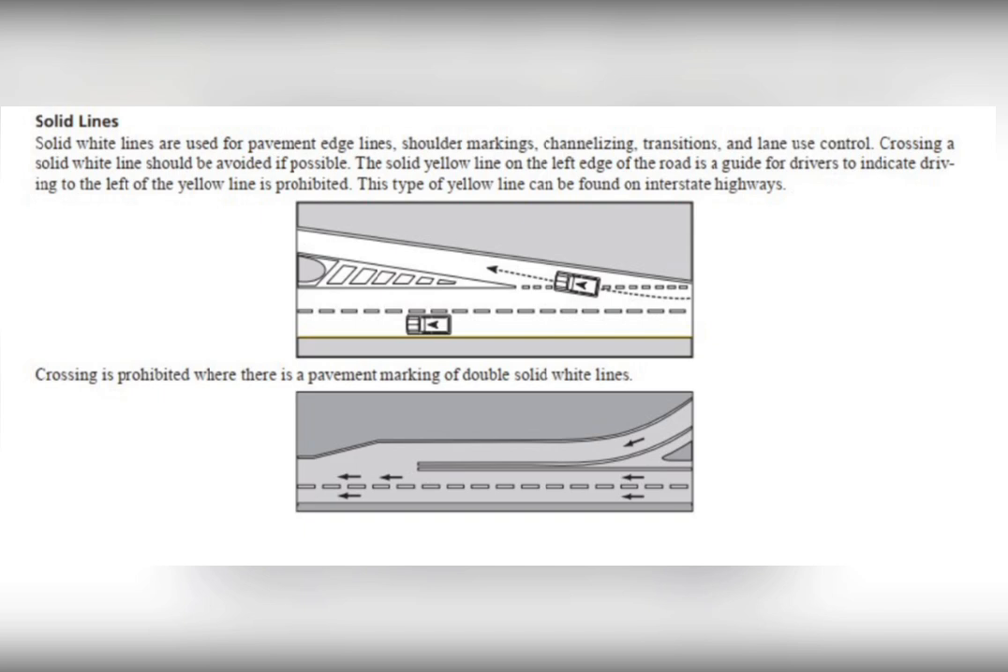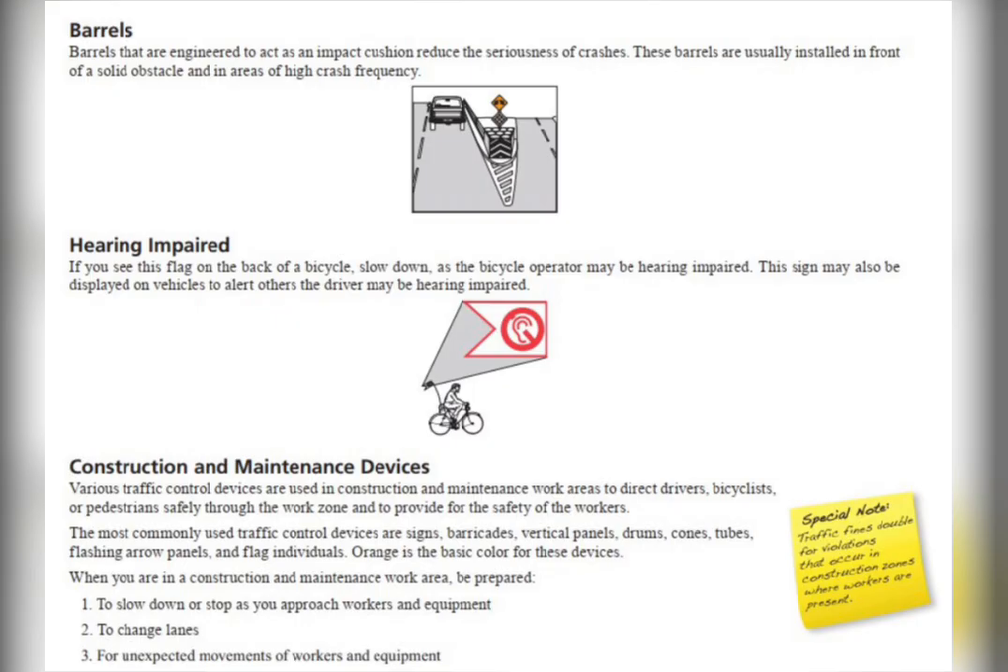Solid lines. Solid white lines are used for pavement edge lines, shoulder markings, channelizing, transitions, and lane use control. Crossing solid white lines should be avoided if possible. The solid yellow line on the left edge of the road is a guide for drivers to indicate driving to the left of the yellow line is prohibited. This type of yellow line can be found on interstate highways. Crossing is prohibited where there is a pavement marking of double solid white lines.